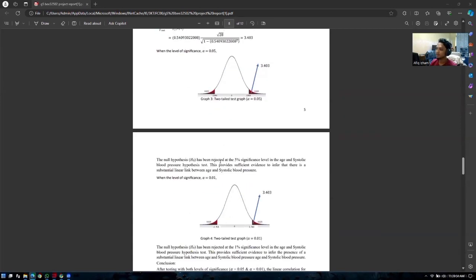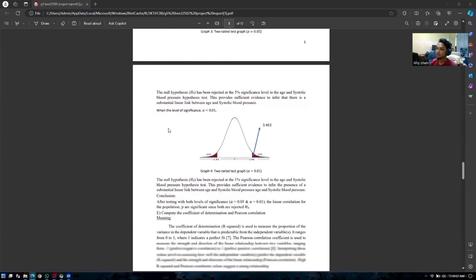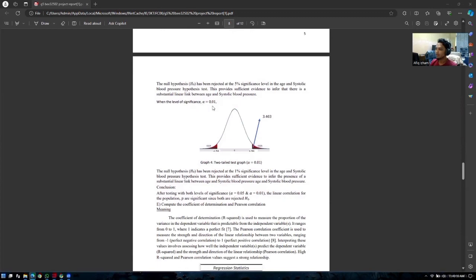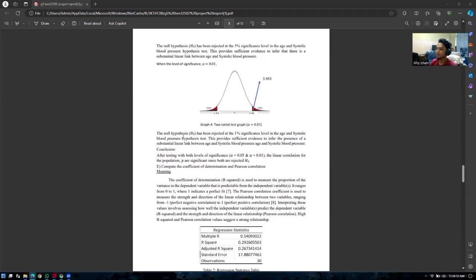So the null hypothesis has been rejected at the 5% significance level in the age and systolic blood pressure hypothesis test. This provides sufficient evidence to infer that there is a substantial linear link between age and systolic blood pressure. When the level of significance alpha is equal to 0.01, the values are negative 2.763 and 2.763. So the null hypothesis has been rejected at the 1% significance level as well. This provides sufficient evidence to infer the presence of a substantial linear link between age and systolic blood pressure.